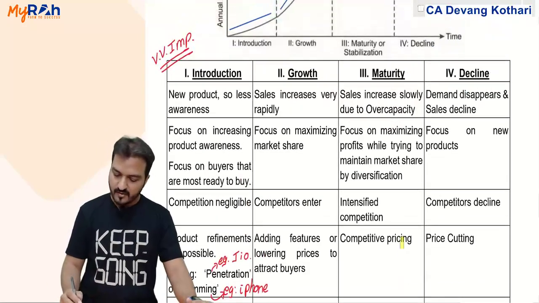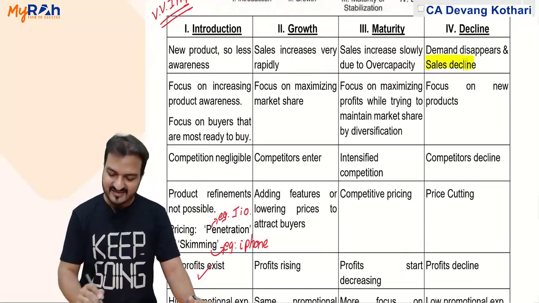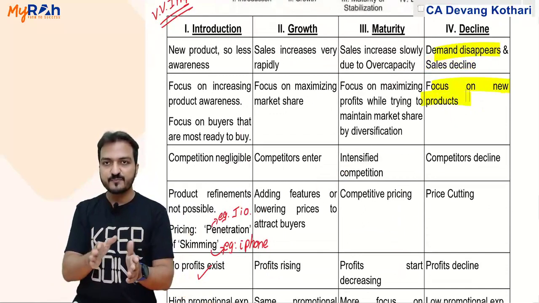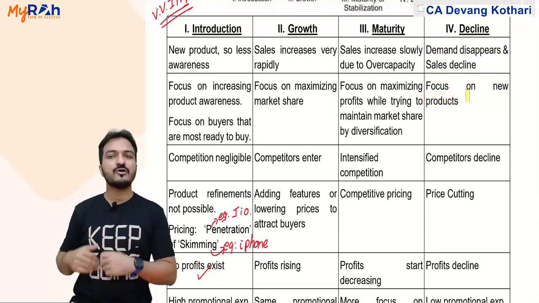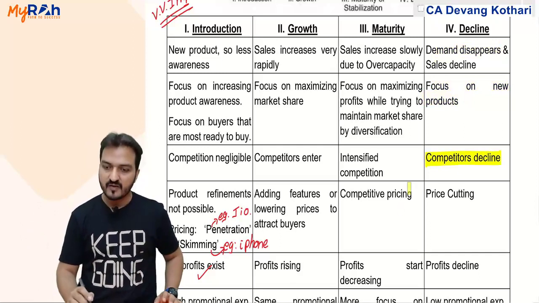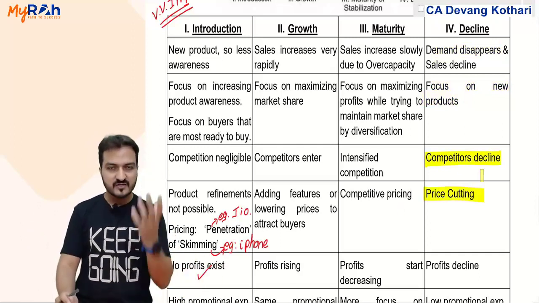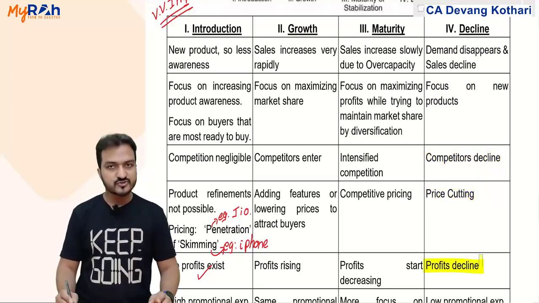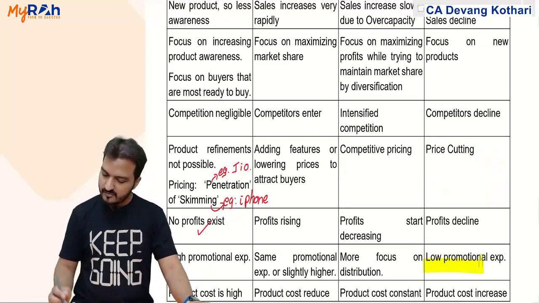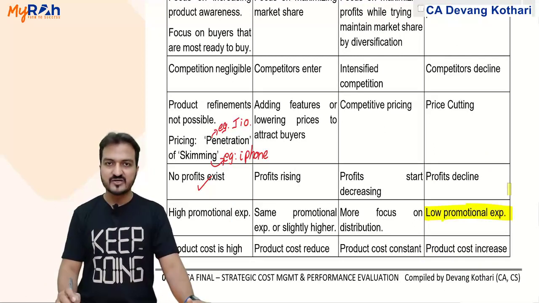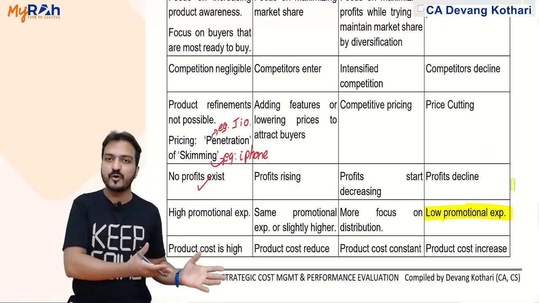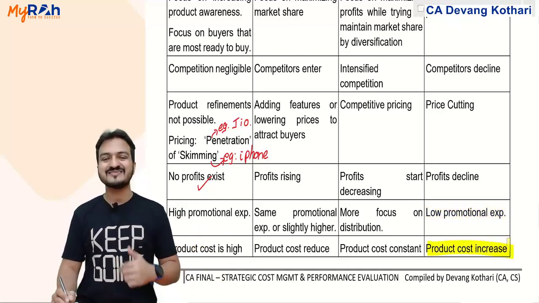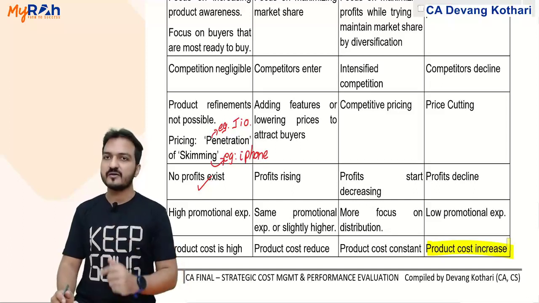Okay. And then comes the decline stage, where my sales decrease and demand disappears. Focus is on new products, because by this time the sales of this product have decreased, so now I should focus on some new products. Competitors will also decline. There will be price cutting now because the sales are declining. Everyone will start giving the products at major discounts. Profits will also decline now because the sales are decreasing. You will also not do any promotional expense because anyway it is an old product. Why would you spend money on promotions of that product? No, you will not. And the product cost will start increasing because the units are fewer.